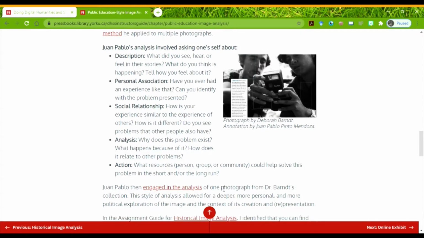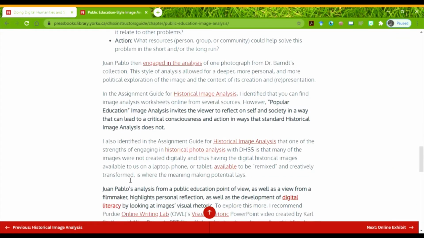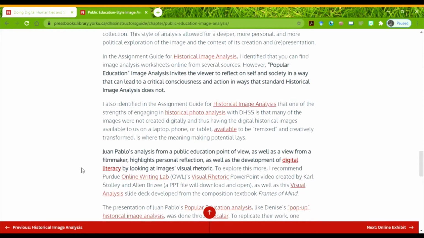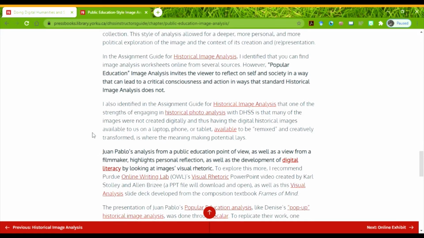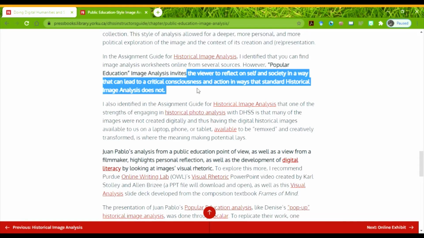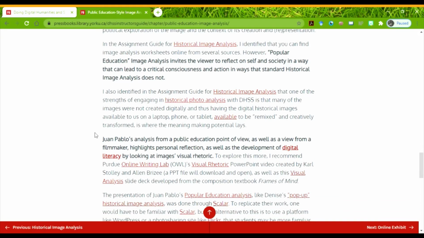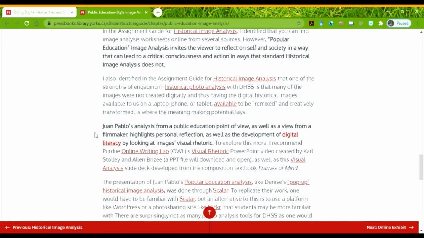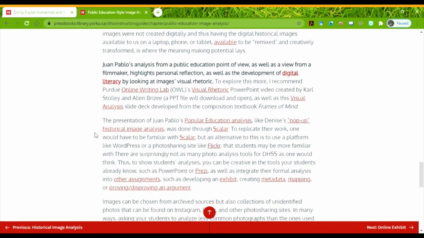Now, I have argued in a lot of different places that we should be teaching and engaging in history to make change. And so I like this idea of public education image analysis because it invites the viewer to reflect on self and society in a way that can lead to critical consciousness, in a way that standard historical image analysis does not. That's not the purpose of historical image analysis, but it can be if we bring in some of these ideas.